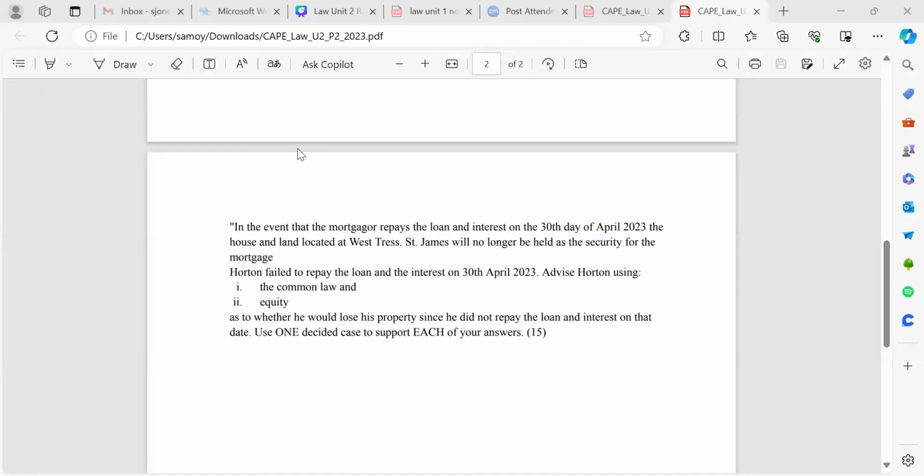So basically, what I was saying would be advising Horton on the equity. The case that would be instructive here would be Samuel and Jara Timber and Wood Paving Corporation, where it was held that terms that are at odds with a mortgage and are favorable towards the mortgagee are generally void. So in this case, the term stipulating that Horton would not be able to pay after the 30th of April, considering that it's only favorable to the mortgagee, equity would consider it void and give Horton an opportunity to actually repay the loan.